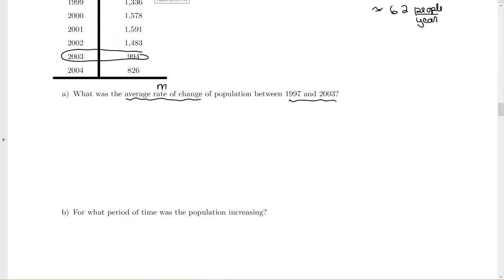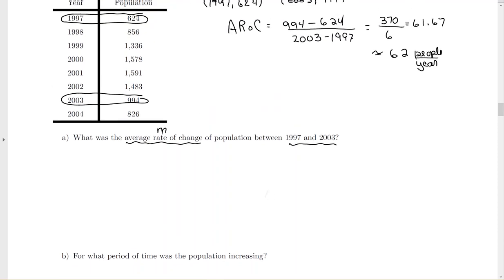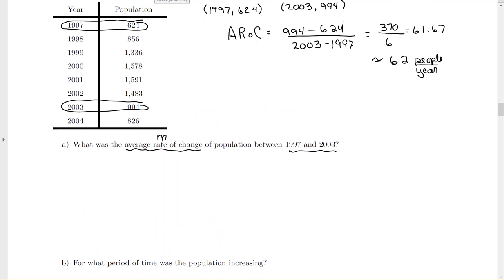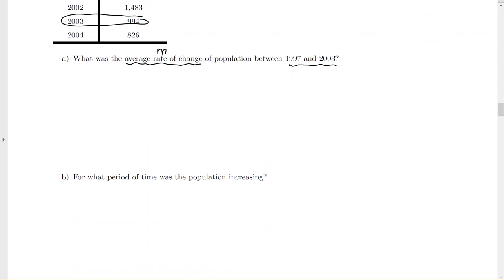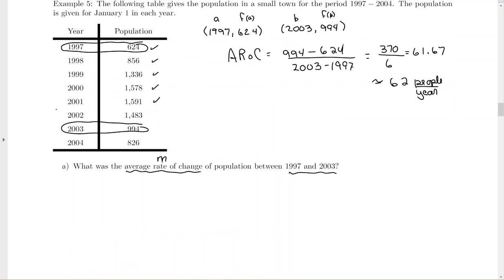So that's part A. For part B, for what period of time was the population increasing? Well, we look back at our chart here, and we start here, we're getting bigger, we're getting bigger, we're getting bigger, we're getting bigger, and then we stop getting bigger. So our time period is from 1997 to the year 2001. Okay, and that's just by inspection. And then after that, you kind of go downhill.